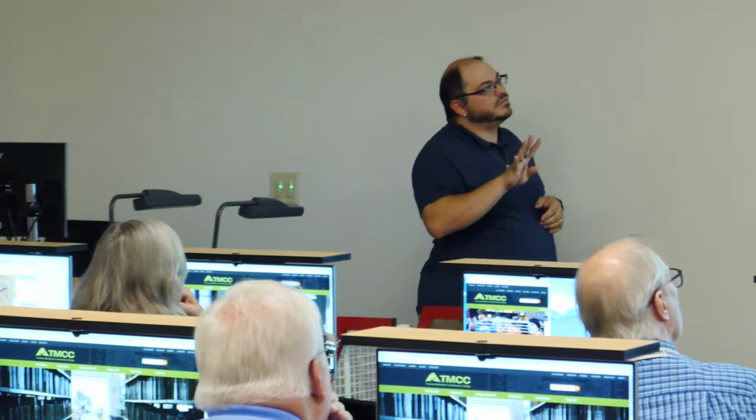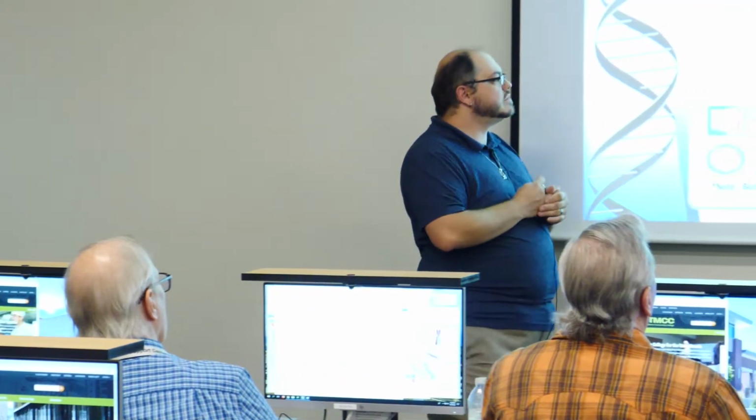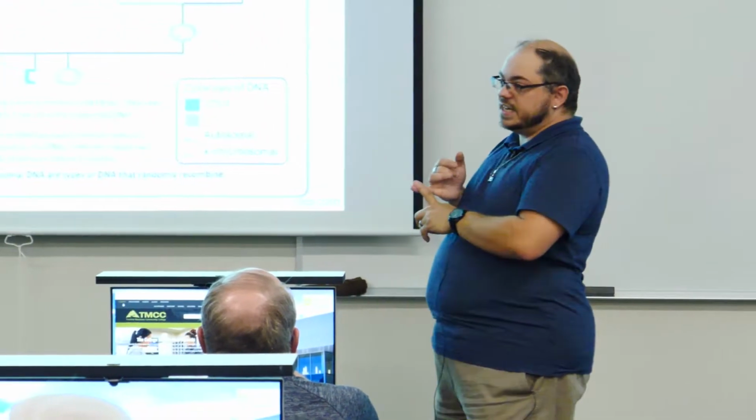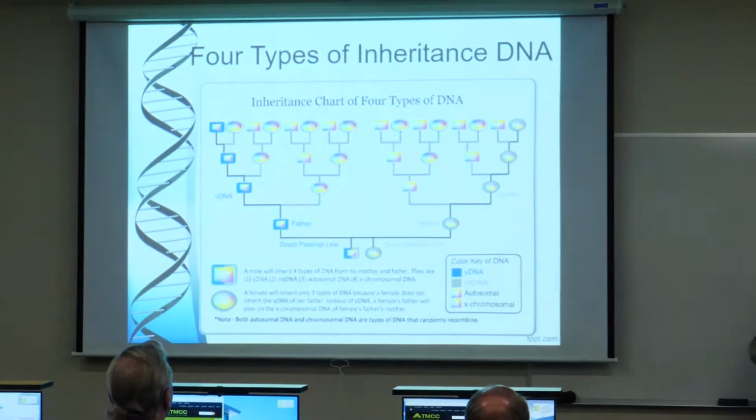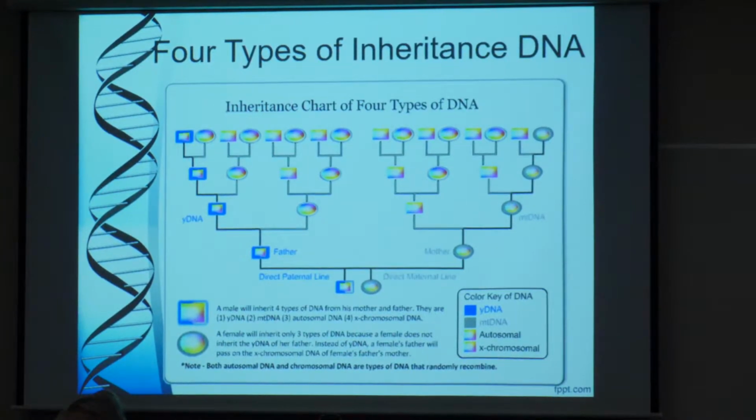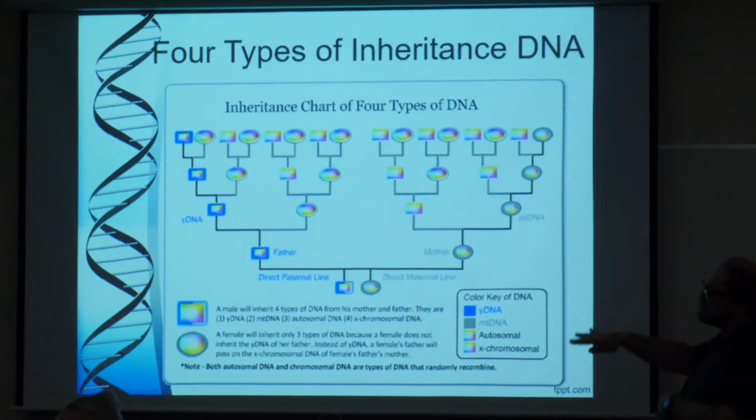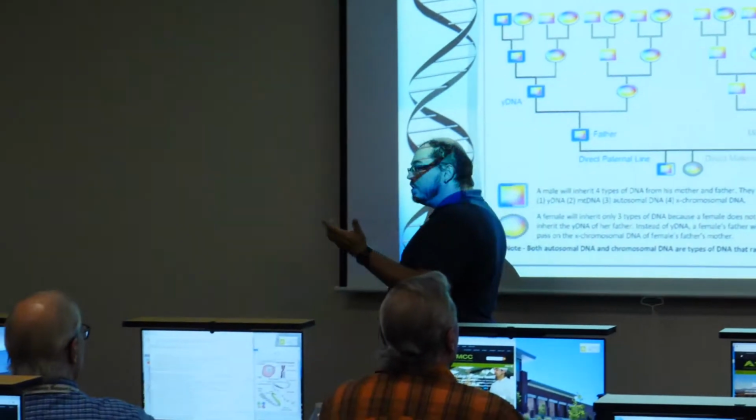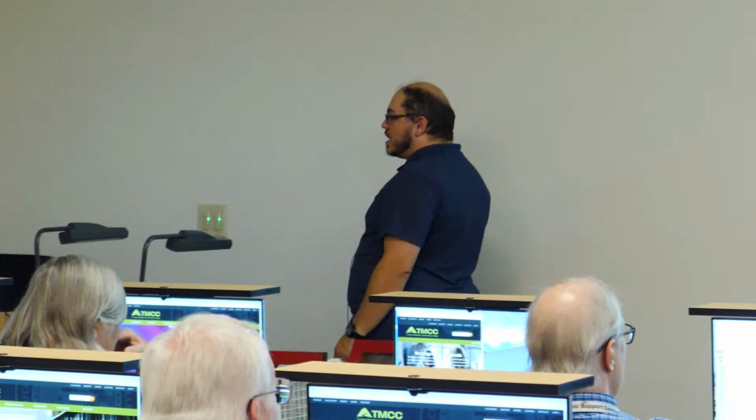There are 4 types of inheritance DNA. I think a lot of you probably already know this. We're going to talk about those 4 types in a little more depth. We have autosomal DNA, which is the 22 chromosomes that are numbered. Then we have Y DNA, which is the Y chromosome, X DNA, the X chromosome, and then mitochondrial DNA. Mitochondrial DNA is a very special type of DNA that only comes from the cell's mitochondria. We're going to talk more about that as well. These 4 types of DNA can be used for genetic testing when you're studying genealogy.